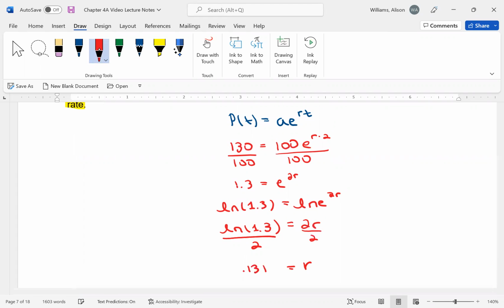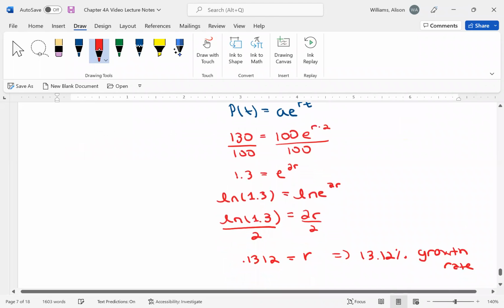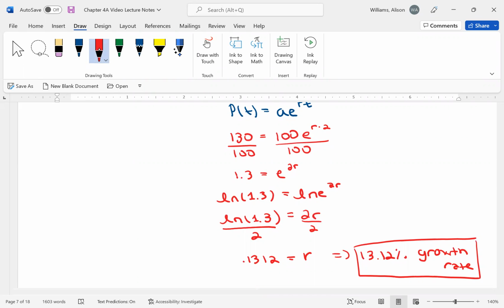0.1312. Okay, so as a rate, that would be 13.12% growth rate. I think that's what they wanted. Find the continuous growth rate. Yep. Boom. That's it. That's what they wanted. So we found the rate of growth based on the continuous growth rate model.